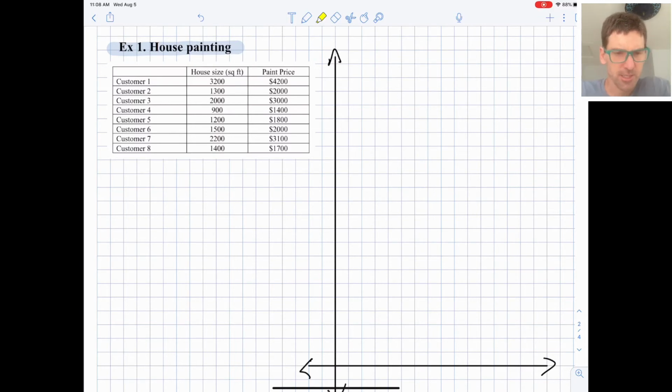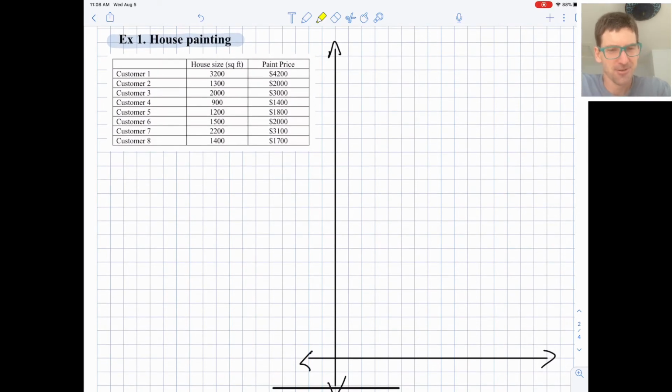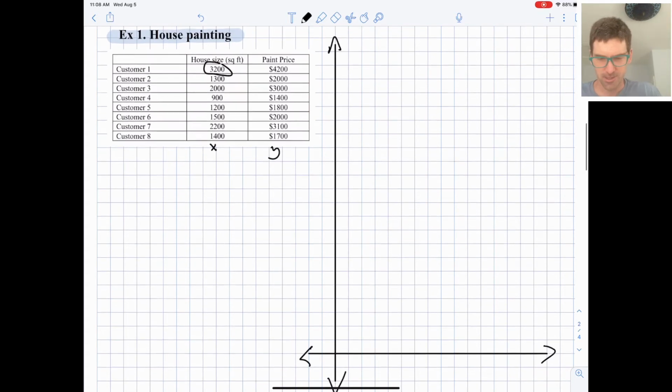The challenge here is to plot the points and make a scale. Okay, so we'll go and try to do that right now. Looks like we need to have a max value on the x variable. This is x, this is y. Max value of x is about 3,200. So 1, 2, 3, 4.